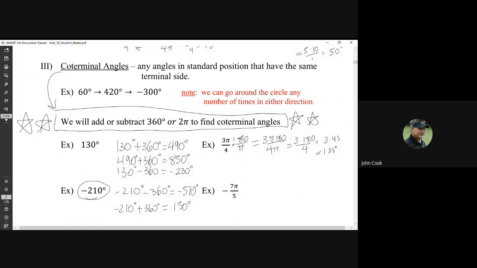All right, so check it out. All you need to do to find some coterminal angles with that is take 135 and add on 360. So you get, what would that be, 495?